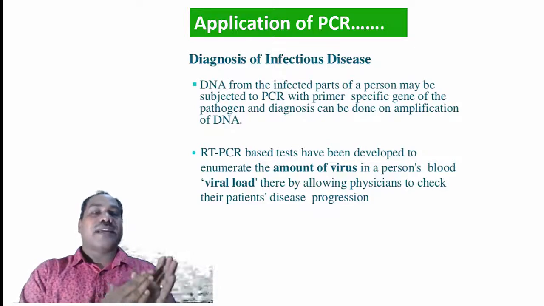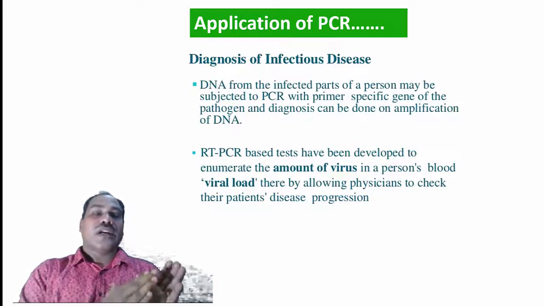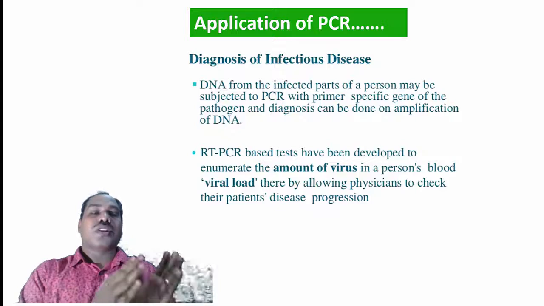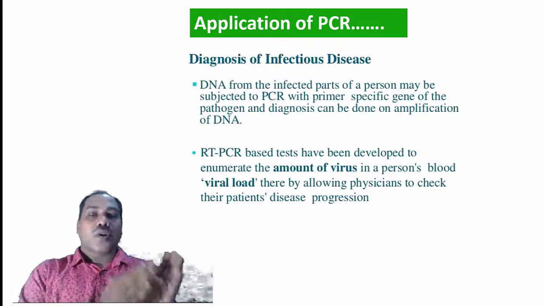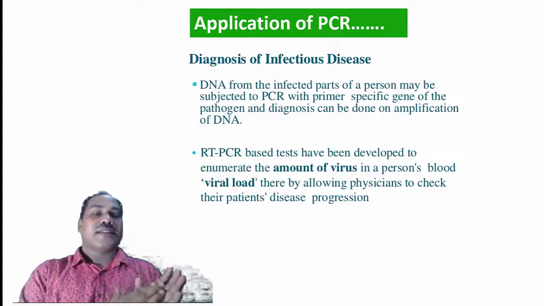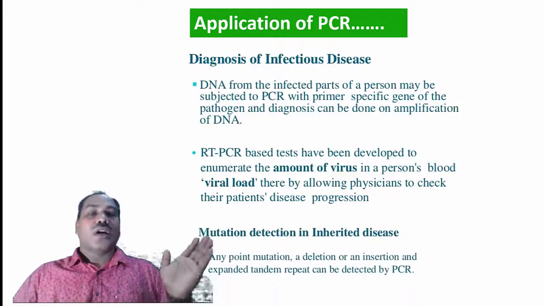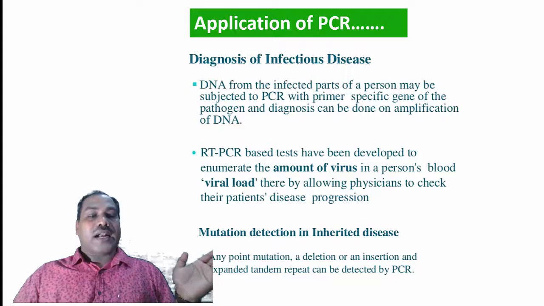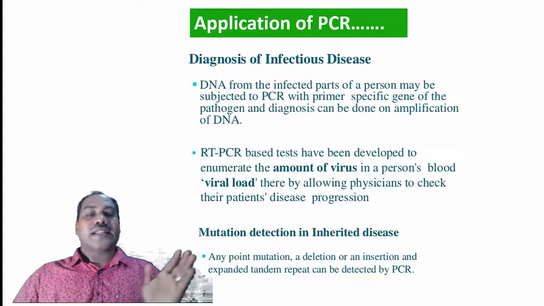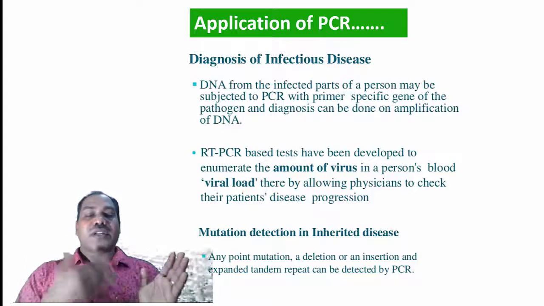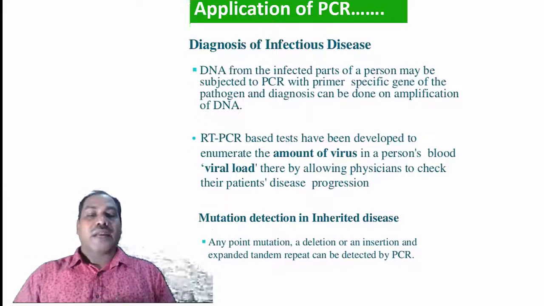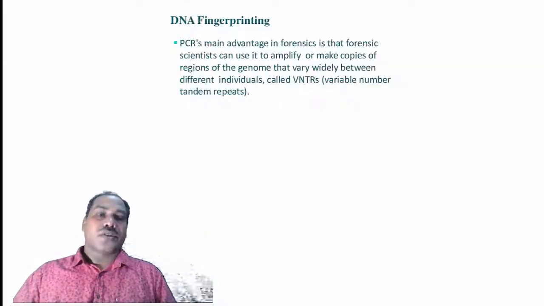Now RT-PCR is used for the detection of coronavirus, and for coronavirus or COVID-19 testing, RT-PCR is used in this process. And mutation detection in inherited diseases can also be done by PCR. Any point mutation, deletion or insertion can be detected through PCR reactions.